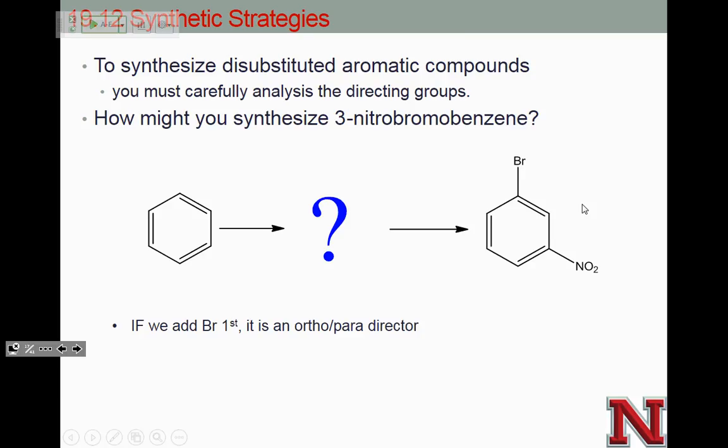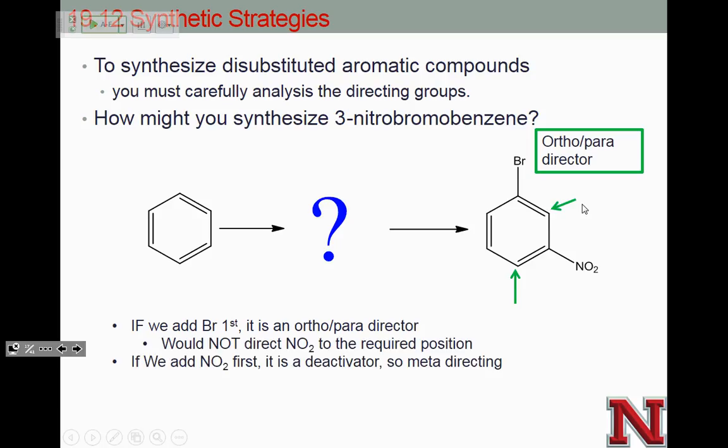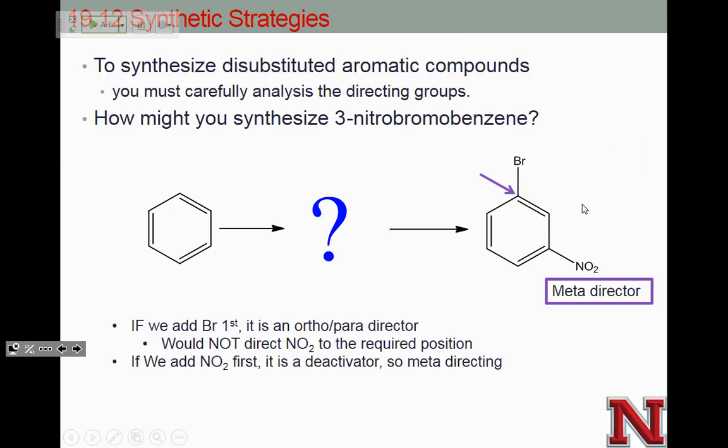So first, if we add bromine first, it's going to be an ortho-para director. And notice that the nitro group is not ortho-para to the bromine. So in this case, we can't do bromination first because that wouldn't direct to the position that we need. That wouldn't be the same compound. So if we do want the correct compound, what we can do is add NO2 first. NO2 is a meta-director, and there are no limitations to where bromine can't react after NO2 is on the ring. So that would be our correct order.